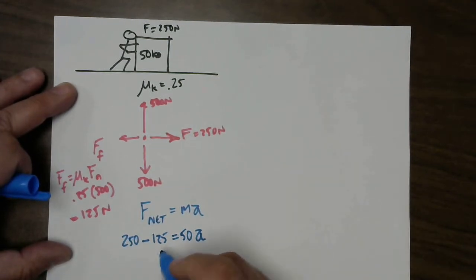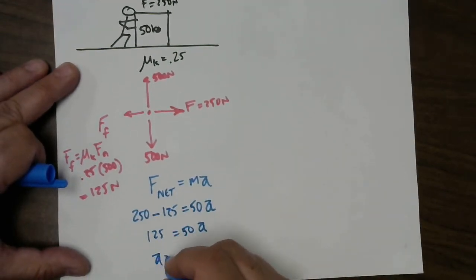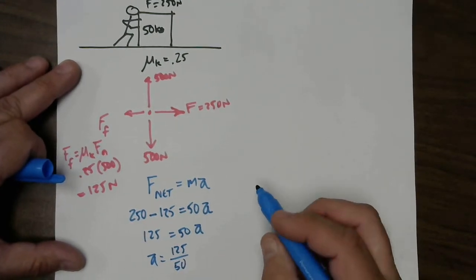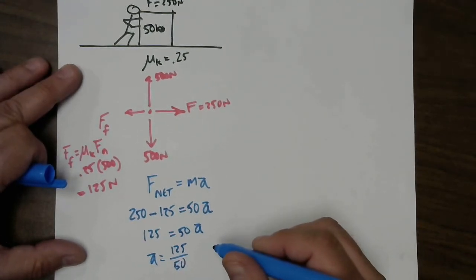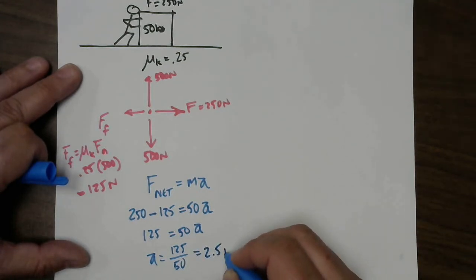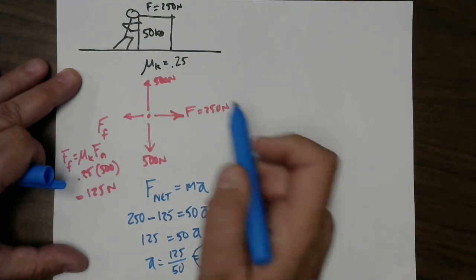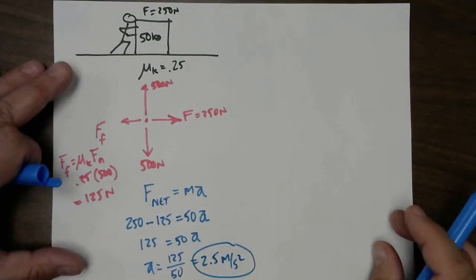Well, this is not too bad. This is 125 equals 50a. And so it looks like a is going to be 125 divided by 50. Let's see if it goes in twice, 2.5 times, and I'm going to get an acceleration of 2.5 meters per second squared if I continue pushing with 250 newtons.